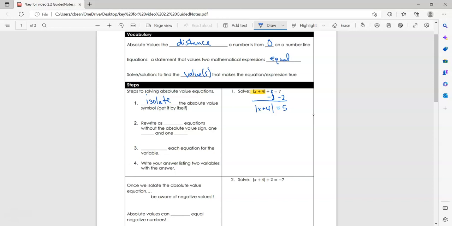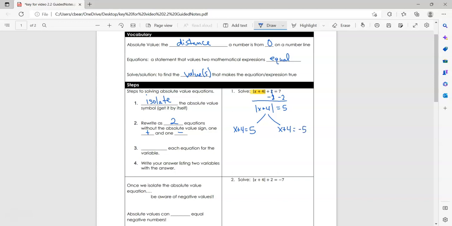Okay, since our absolute value is equal to a positive number, we are able to solve this, okay? So we're going to rewrite as two equations without the absolute value sign. One with a positive and one with a negative. So let me explain what that looks like, okay? So this x plus 4 equals 5, I'm going to write this in two ways. So x plus 4 equals positive 5, just like you would normally think. But then I also need to consider the fact that x plus 4 could be on the other side of 0 over at negative 5. So I'm going to have x plus 4 equals negative 5.